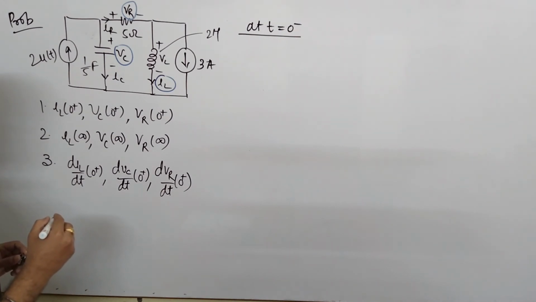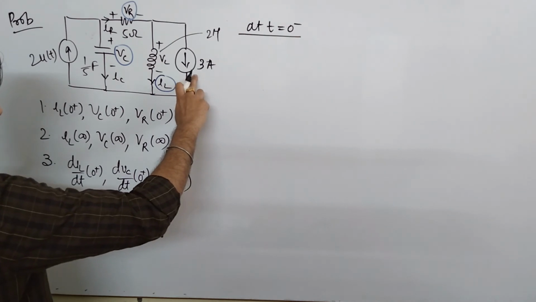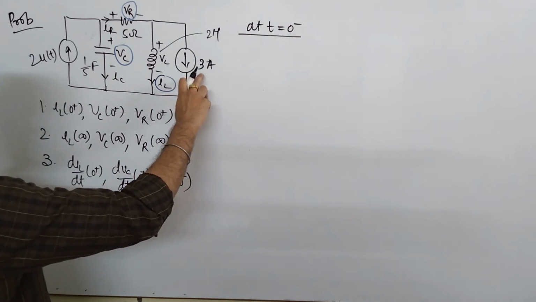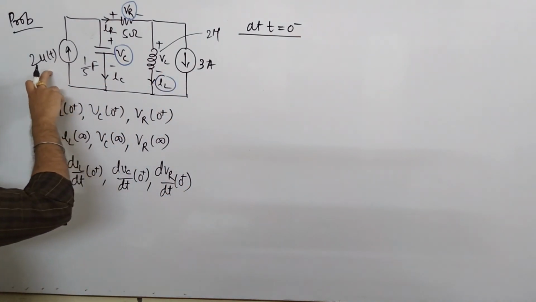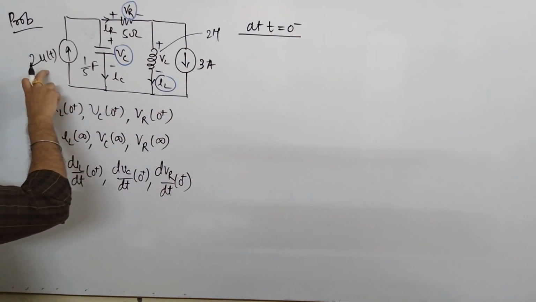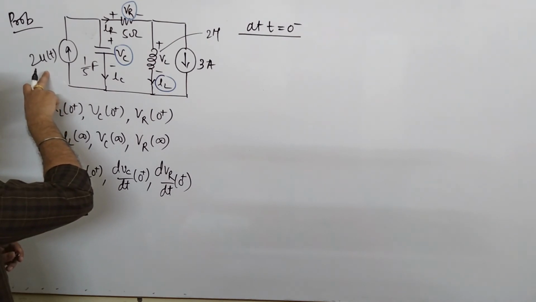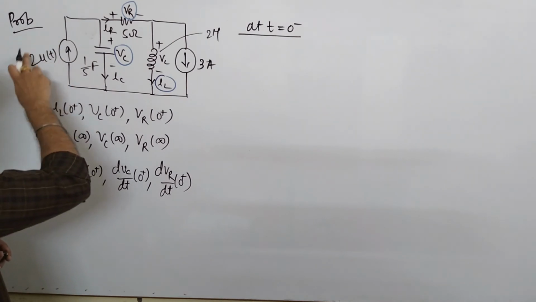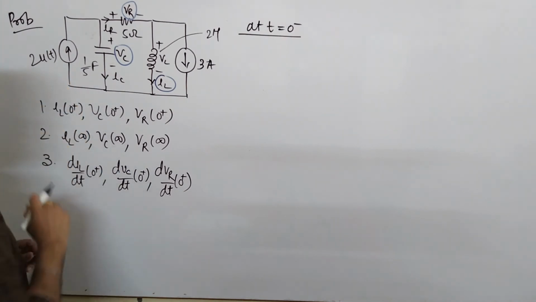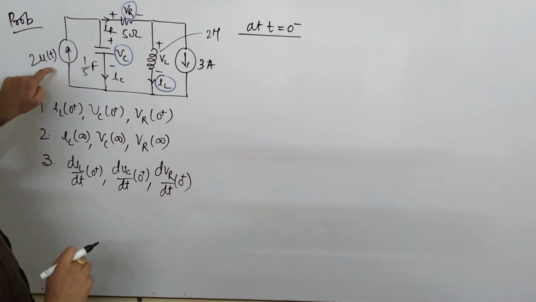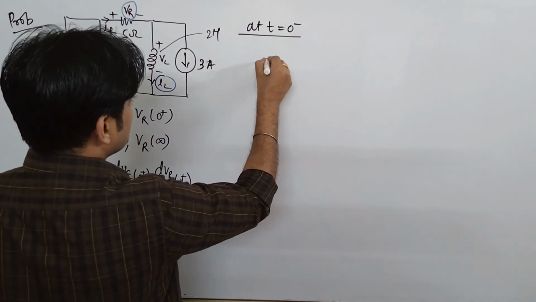So at t equal to 0 negative, you see this is simply a 3 ampere current source given. It is not mentioned whether it is u(t) or u(-t), so you have to take this current as it is. But if you talk about this current at t equal to 0 negative, u(t) doesn't have any existence. The unit step function will not exist. So this current source will get open circuited, since it is a current source. So your circuit will be something like this.